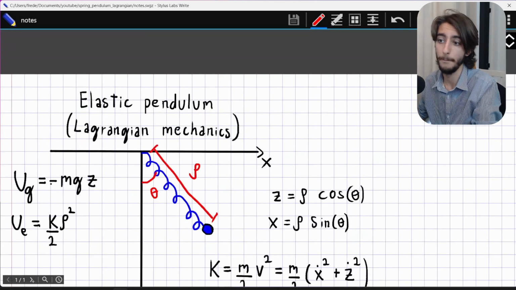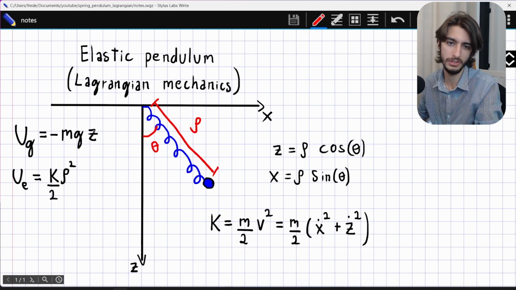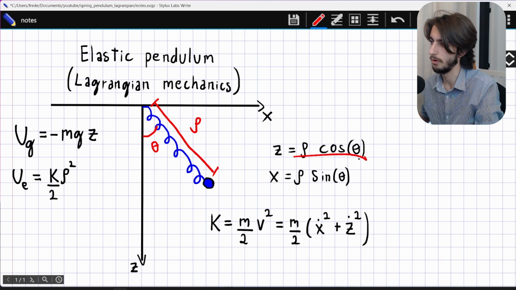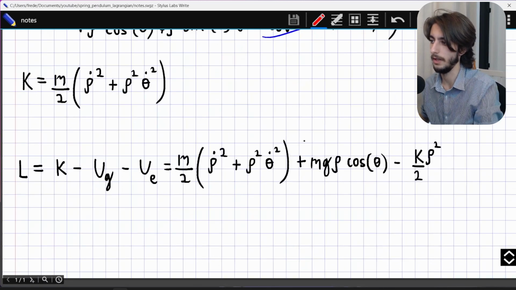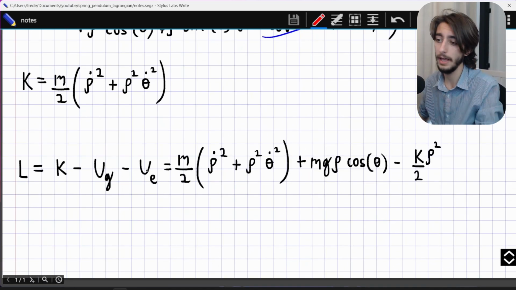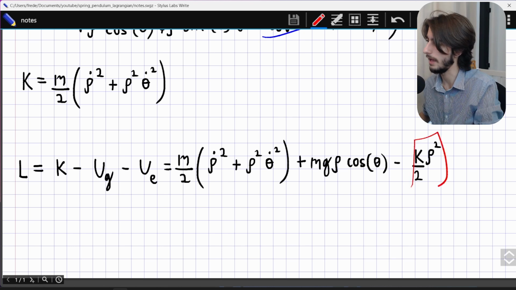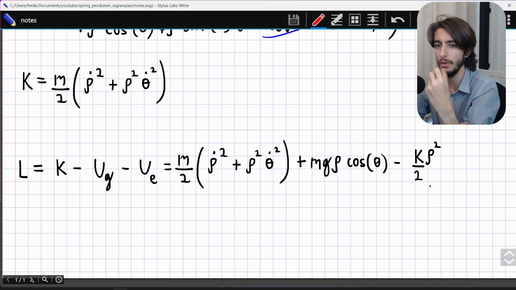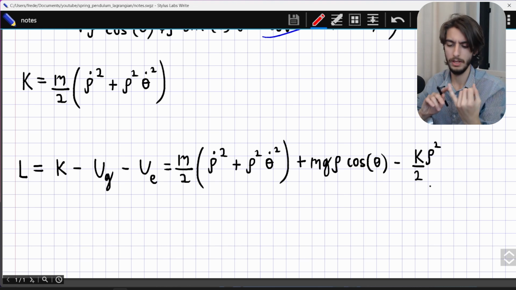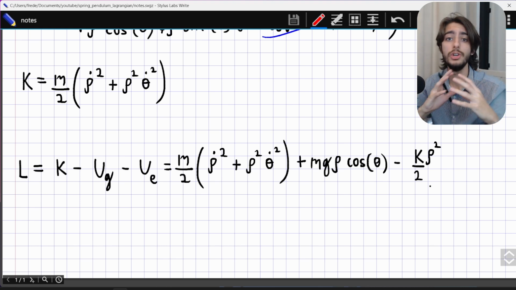Remember, this was minus mgz, and then I just substituted z for rho cosine theta. And now that's why it's positive here. And then minus our elastic energy term. So how do we get from this Lagrangian function to our equations of motion? Meaning, how do theta and rho change with time?